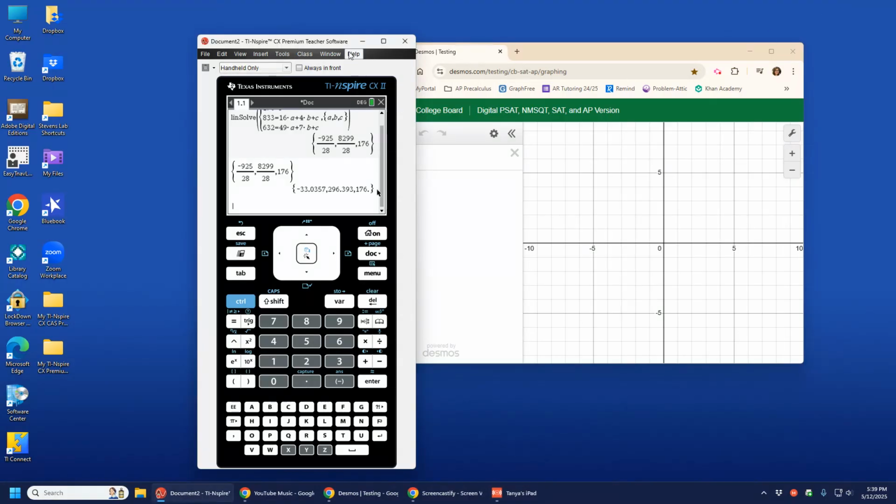Okay, now where did this go? Okay, so A is negative 33.0357 and B is 296.393 and C is 176 like we said it was going to be.